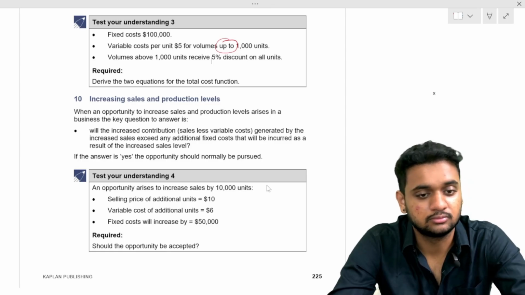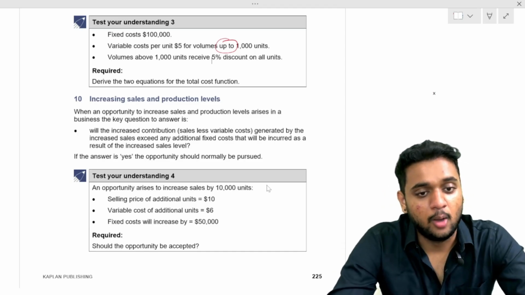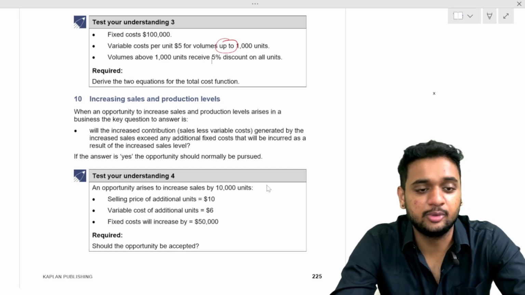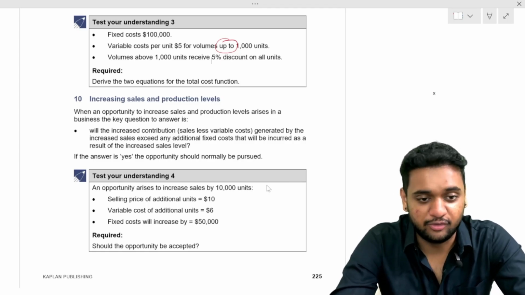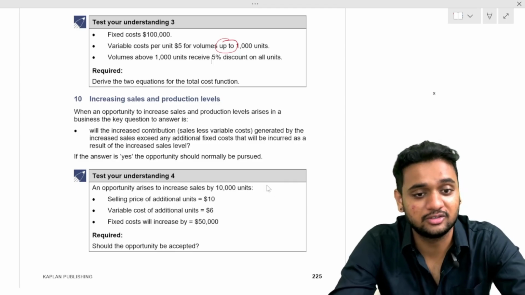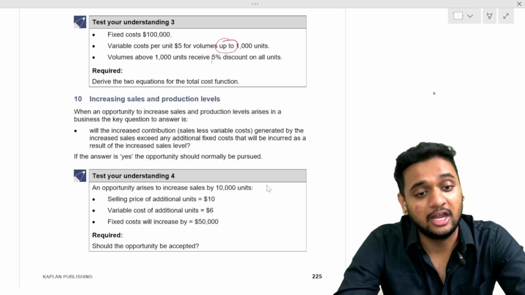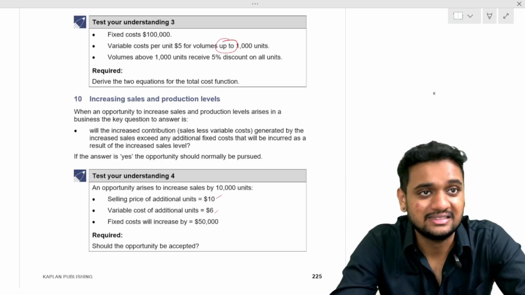Potential is 40,000, fixed cost is 50,000. Correct. An opportunity to sell, increase the sales by 10,000 units. We'll assume it to be some advertisement. An advertisement is fixed cost. Someone is selling, if you advertise for 50,000 rupees, you can increase the number of units by 10,000 units. In that, you will get a selling price of 10 and variable cost of 6.